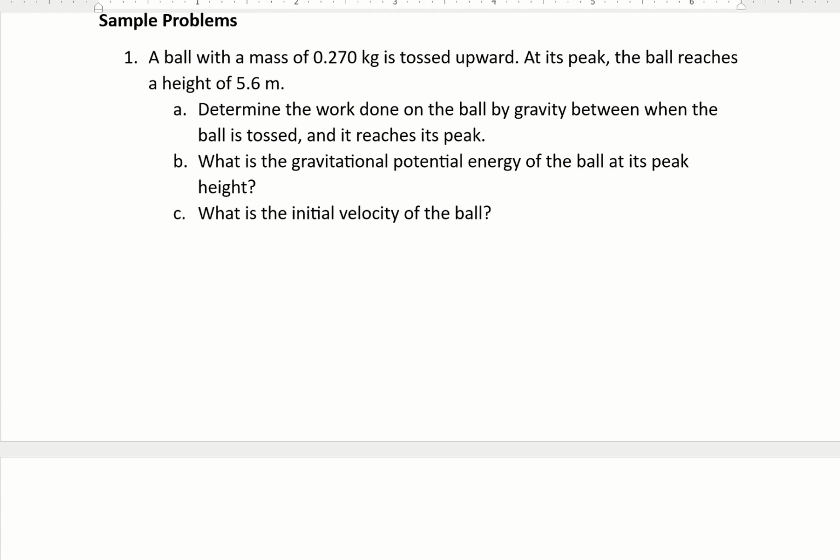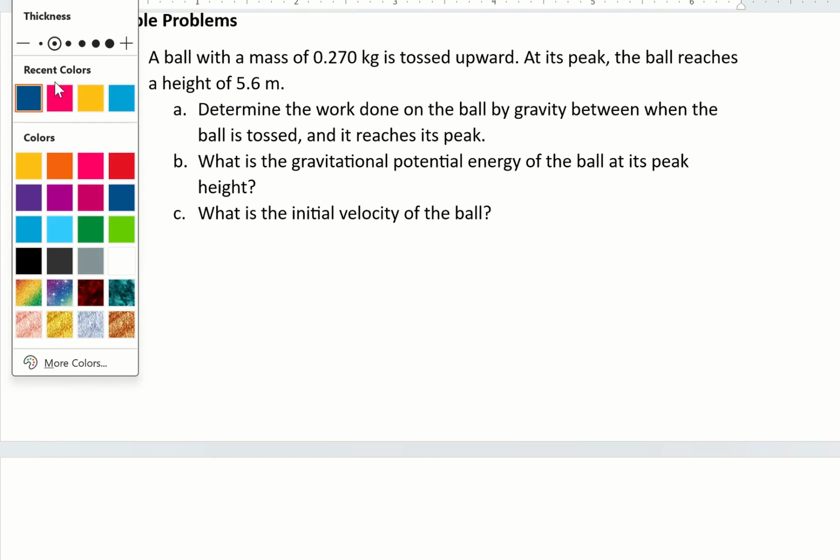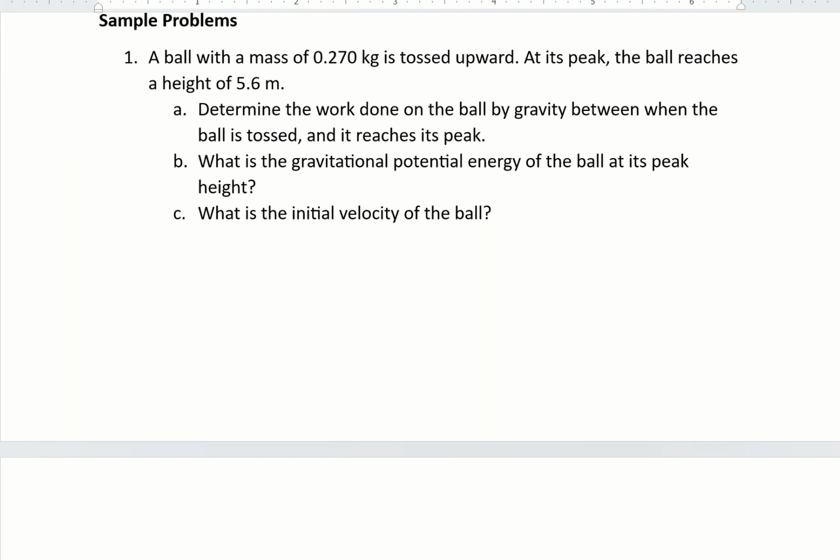Okay, here are some more study guide sample problems. So here I have a ball with a mass of 0.27 kilograms and it's being tossed upward. And they're saying the peak height is 5.6 meters. So determine the work done on the ball by gravity between when the ball is tossed and when it reaches its peak.